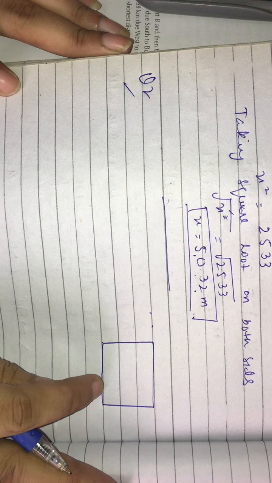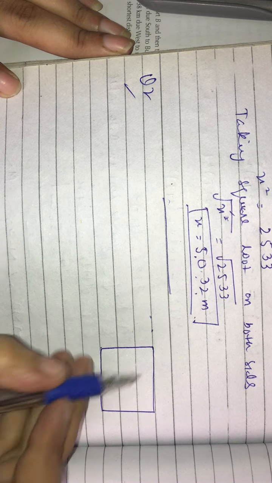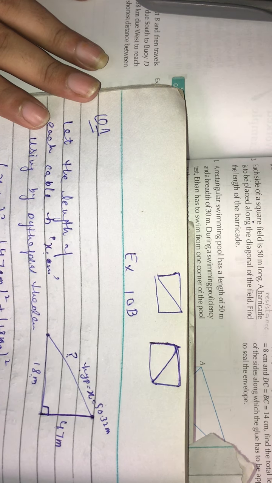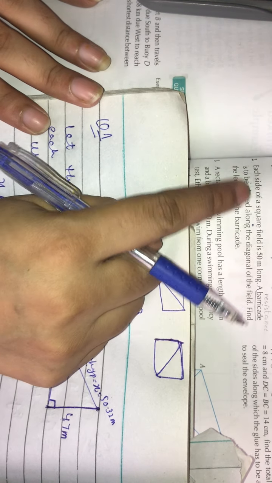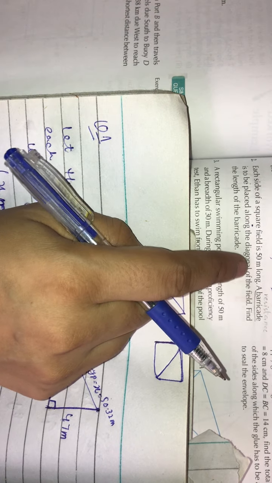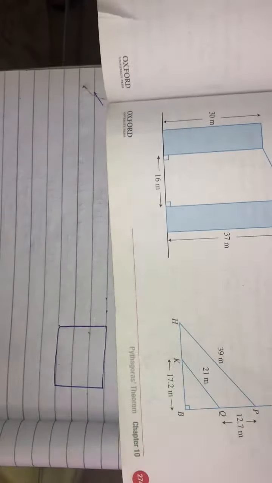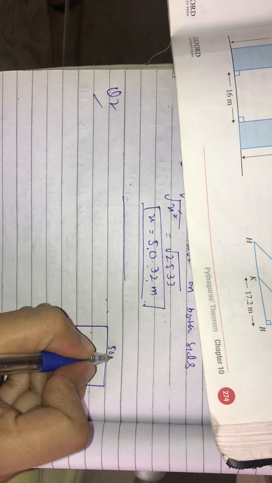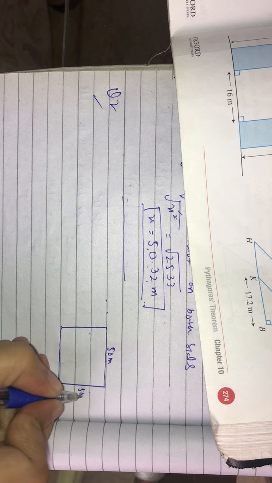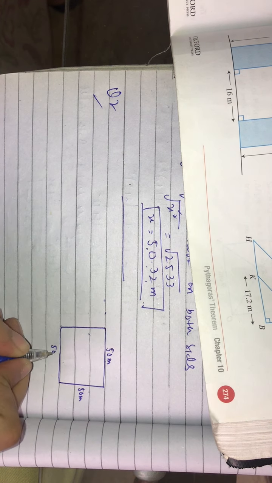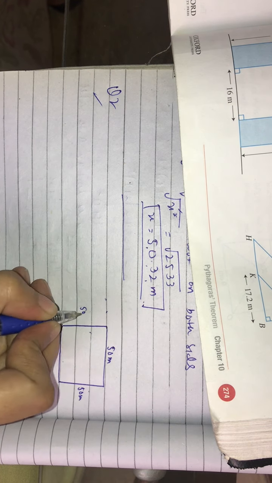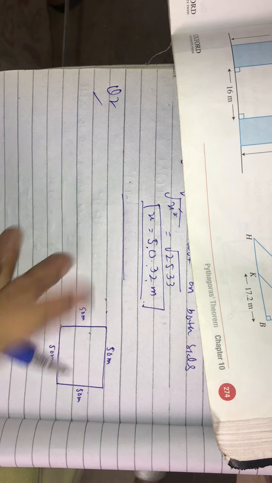This is a square field, and each side is equal, meaning all four sides are equal, because this shape is in the form of a square. Each side of the square field is 50 meters long. It means this is 50 meters, this is 50 meters, 50 meters, and 50 meters. Each length is 50 meters.